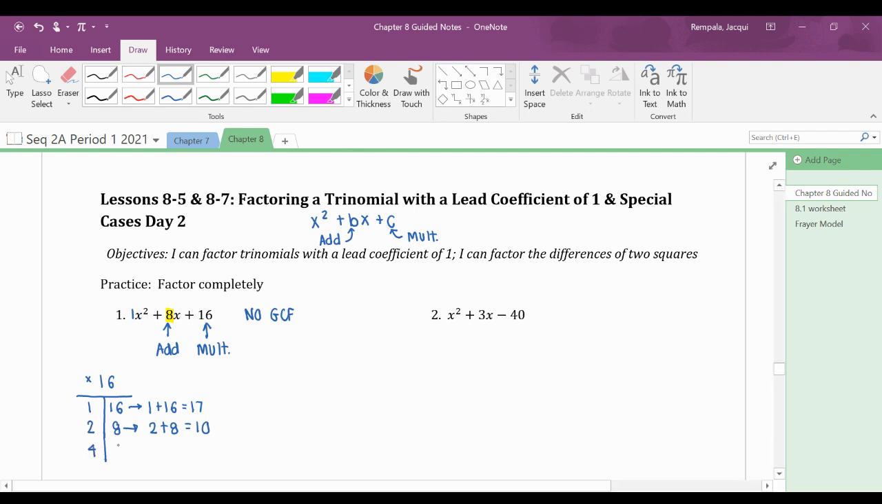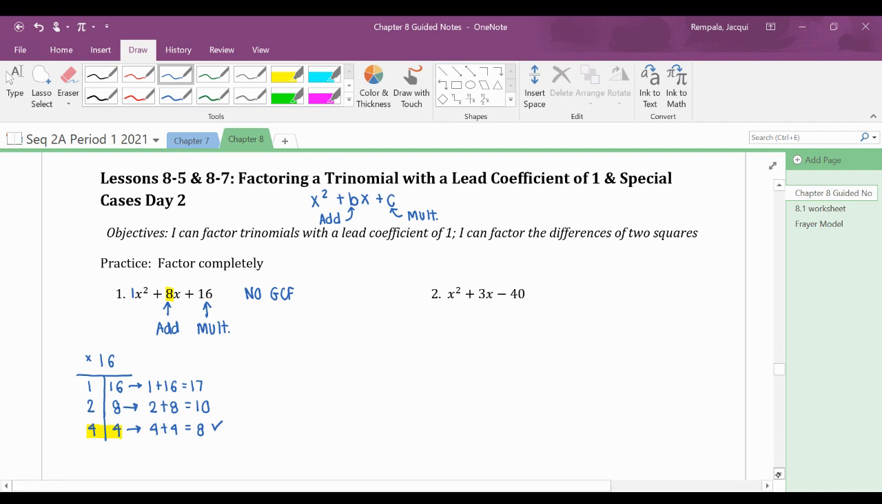So the next thing that can multiply is 4 times 4. That multiplies to get you 16. Notice that when I add 4 and 4, it will give me 8, which is the number that I want in the middle. So that means the two numbers of 4 and 4 are the two numbers that form part of my final answer.